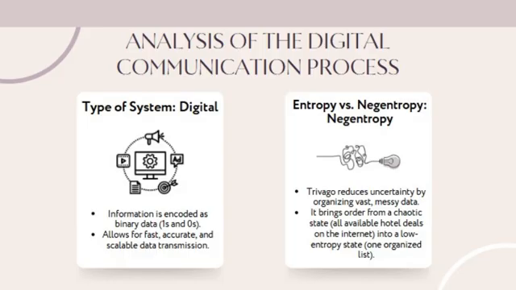Trivago's communication system is a brilliant example of entropy. Entropy is chaos and uncertainty. Trivago, by organizing messy data from the internet, reduces our uncertainty. It takes a high entropy data set, the countless hotel options across the web, and applies a process to create a low entropy, organized list of options for the user, and it brings order from chaos.